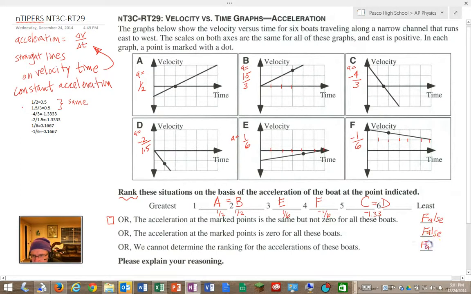Okay, so that's some practice with some ranking tasks.